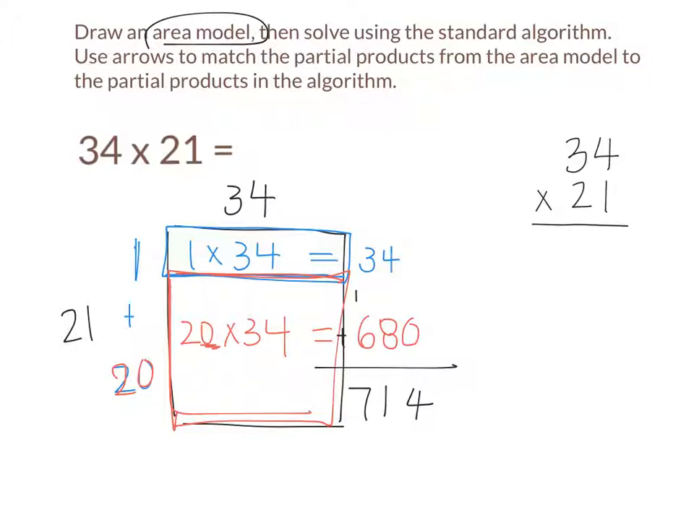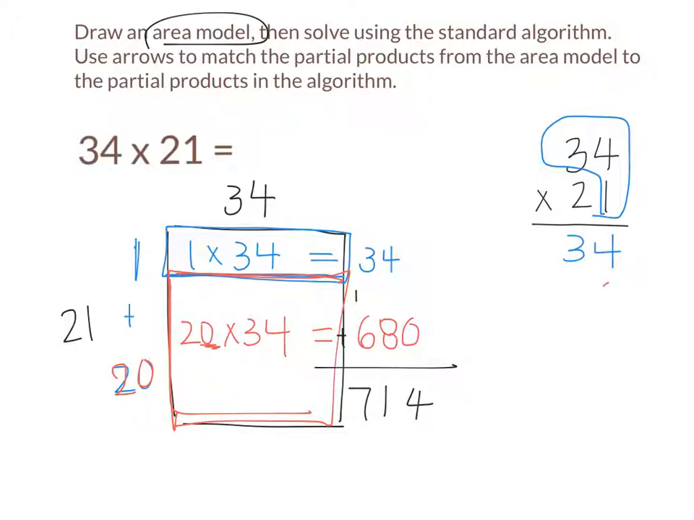Think about it. You guys know how to do standard algorithm. What number would you multiply first? 1 times 4. And then you would do 1 times 3. But is it really 3 or is it 1 times 30? 1 times 30. So really what you're doing first is 1 times 34, aren't you? Yeah. What is 1 times 34? 34. Okay.